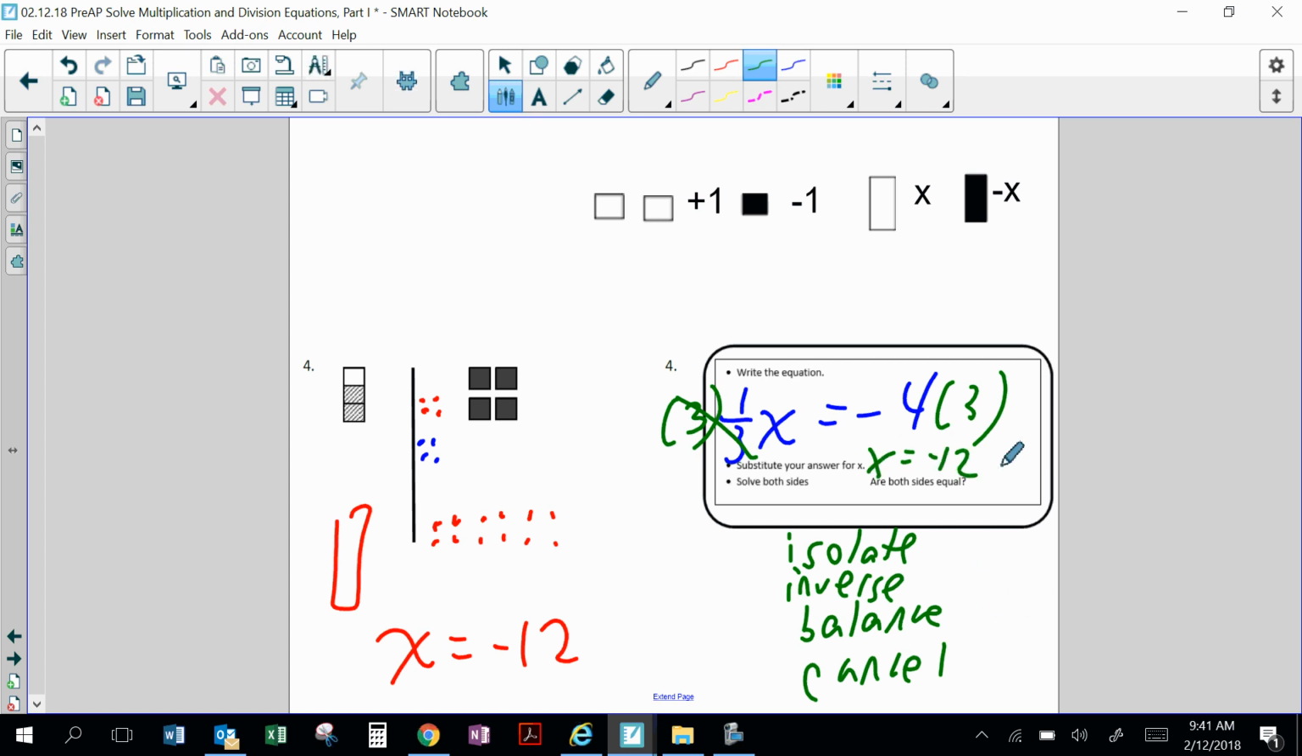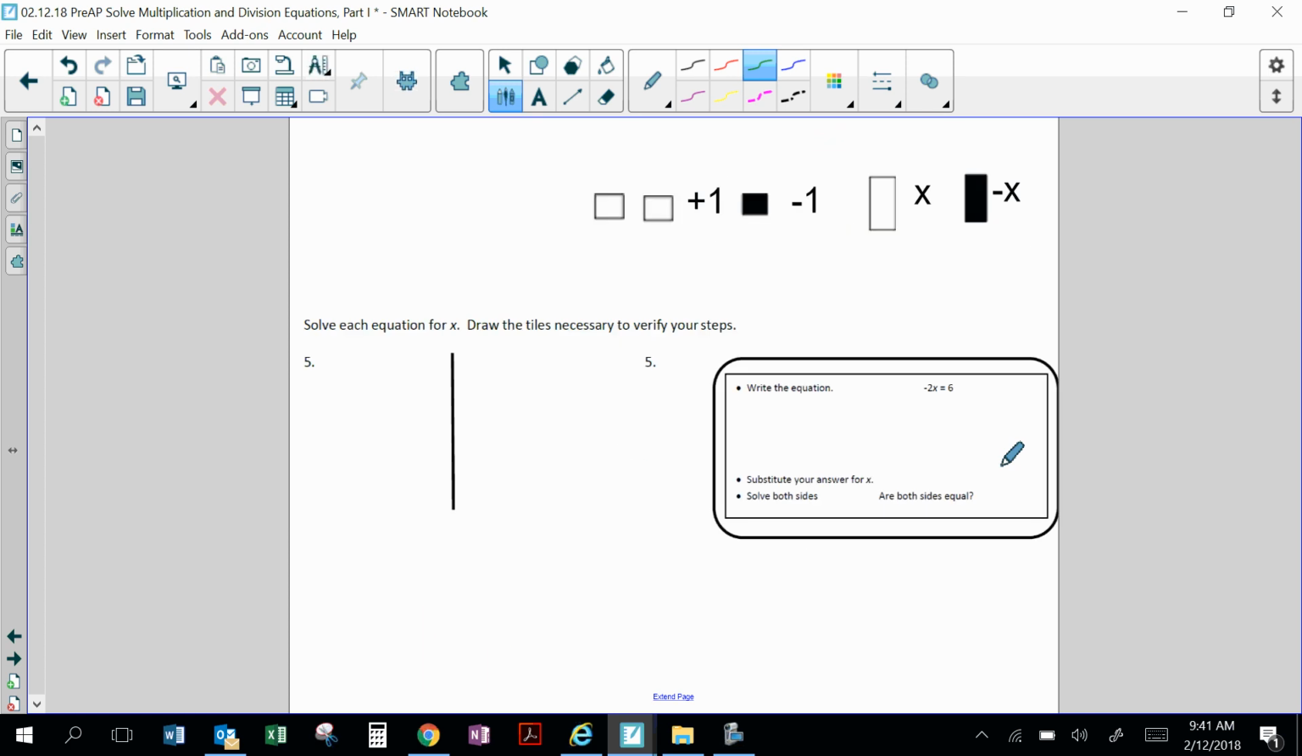I would like you now to do number 5. You may draw it, or you may solve the equation. It's your choice. Pick which one. You may want to pause it and give students the chance to draw it or solve it algebraically.